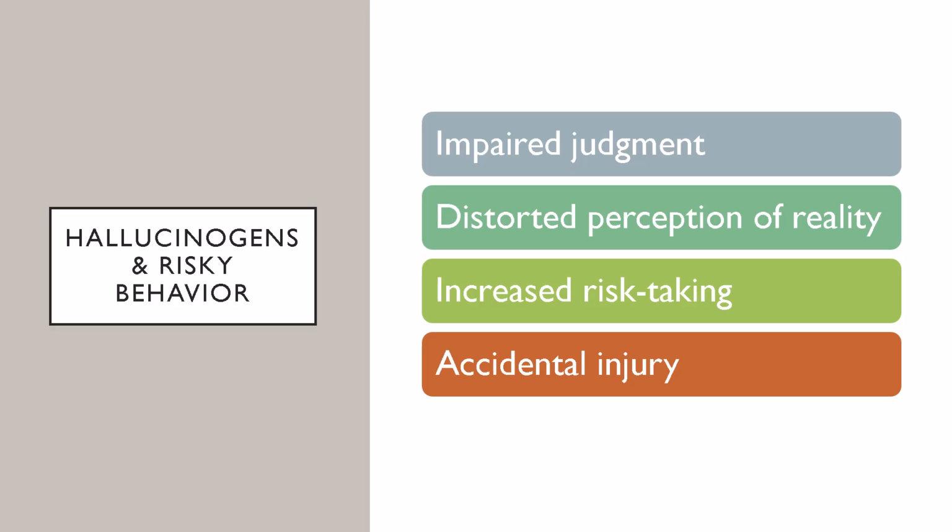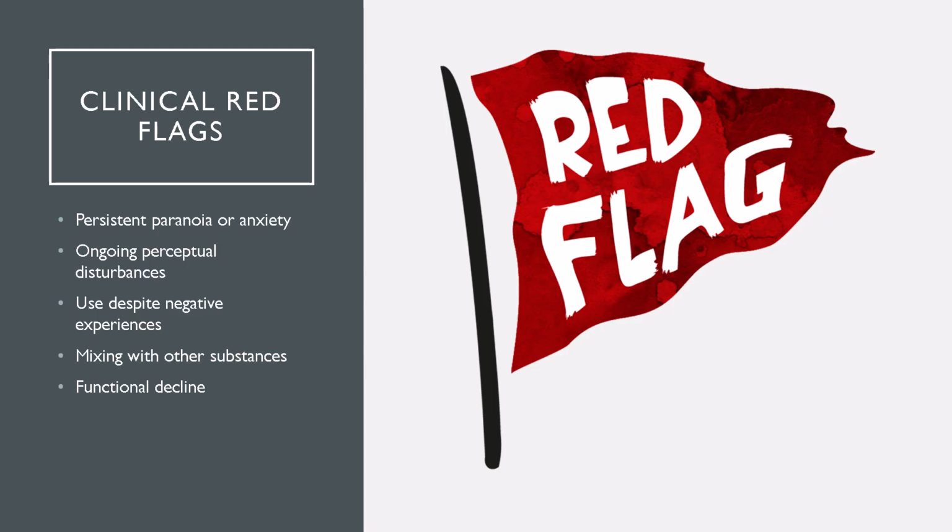Impaired perception is not just a psychological issue. It can translate directly into physical danger. And there's a lot of clinical red flags that we need to watch out for when we're working with cannabis or hallucinogen use. Persistent paranoia or anxiety, those are one of the most important. If a client is continuing to experience these symptoms even outside of active use, that's going to suggest a deeper level of impact that's going to need attention.